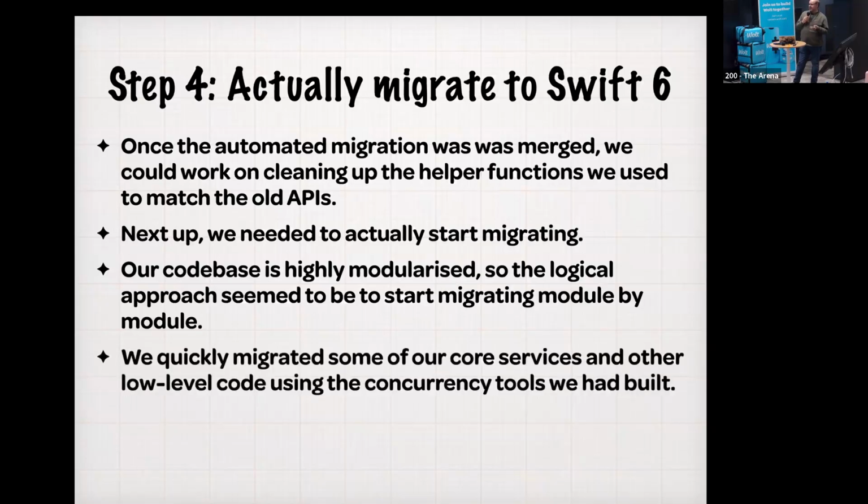So as a quick test, we migrated some of the core services, some low-level code, and we used all of the tooling we'd built before, and we migrated these to Swift 6. And it turns out this was actually easy. It wasn't a big deal. We'd already built the tooling that solved all our difficult problems. So now we just had to do a bit of editing here and there, had to fix some warnings and errors. That was easy. Or was it?